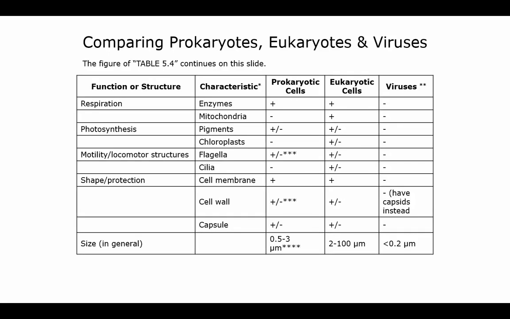Continuing with this chart, you can see that our viruses are going to have capsids instead of a cell wall. And our eukaryotes, some of them are going to have a cell wall and some of them aren't. And look at the size. That's micrometers. So you can see your eukaryotes are the biggest, the viruses are the smallest.